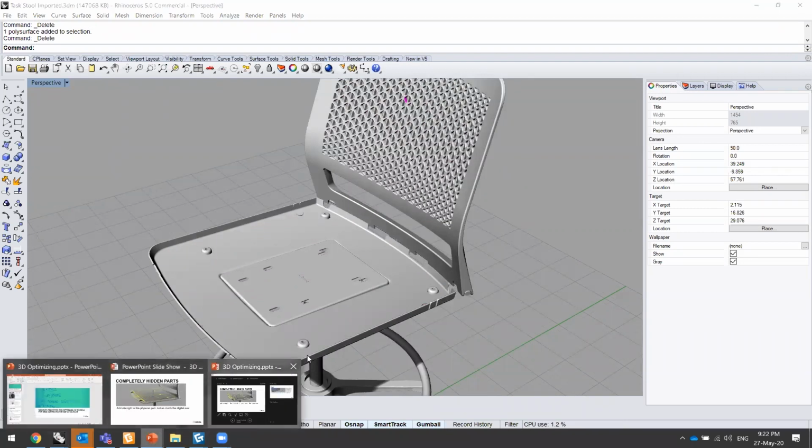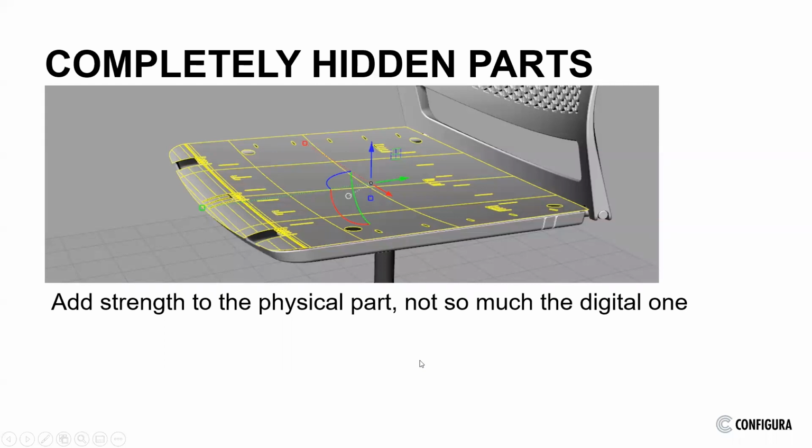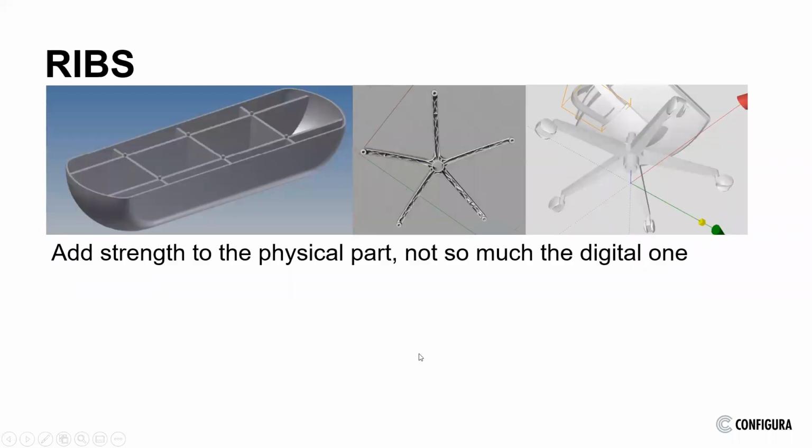All right, so the second one is ribs. Ribs are things that add strength to the real physical parts, but not so much the digital one. Our symbols don't really get stronger with the ribs, so that's one of the things that adds a lot of triangles to your symbols, but really it doesn't add much to CT.